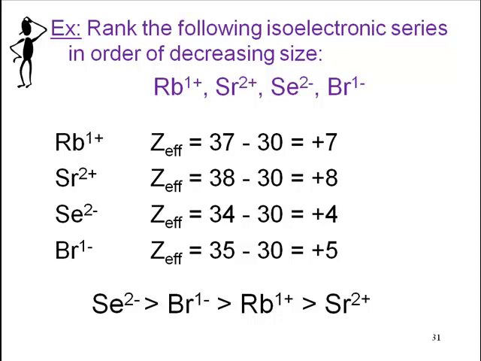And that's why its size would have been much larger, because it would have had a very small Zeff. And that's why rubidium's got a really big size. But when it becomes an ion, its size decreases dramatically. It's still bigger than bromine, but its size decreases dramatically.